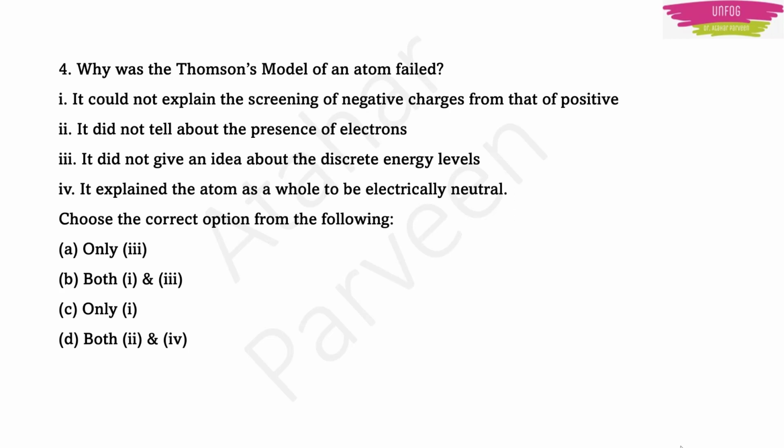Thomson's atomic model was a very initial model. It could not explain many things, like the interaction between negative and positive charges, and it could also not give an idea about separate discrete energy levels. Correct? Many things it did not say. You can read the sentences properly and take the correct answer in this type of question. Okay.